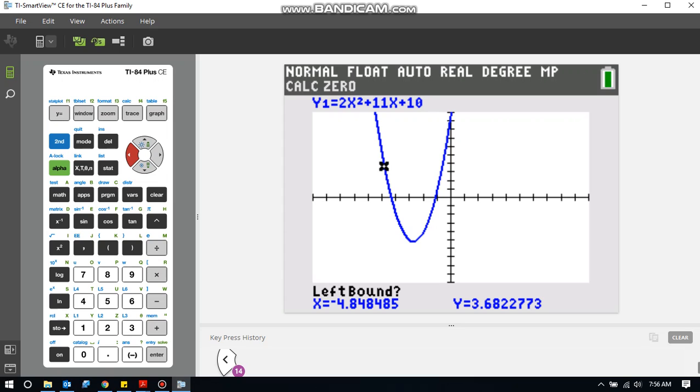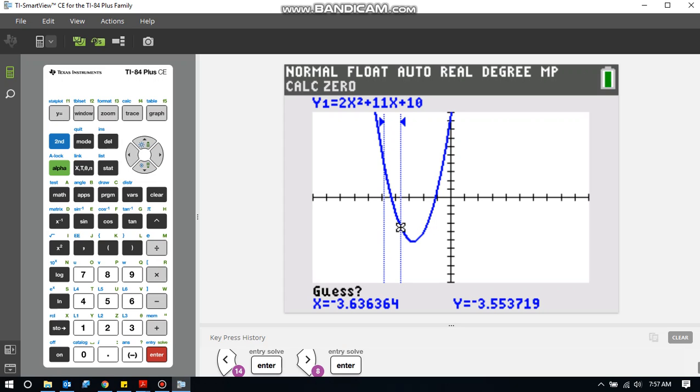When you hit enter and that dotted line shows up, if that dotted line is left of where the x-intercept is, you know you're doing it correctly. If it's not, then you have to start over. Now we want to go right bound, so I'm going to go to the right of it. I think that's right. I'm going to hit enter, and now I know it's right because that line is to the right of the x-intercept.